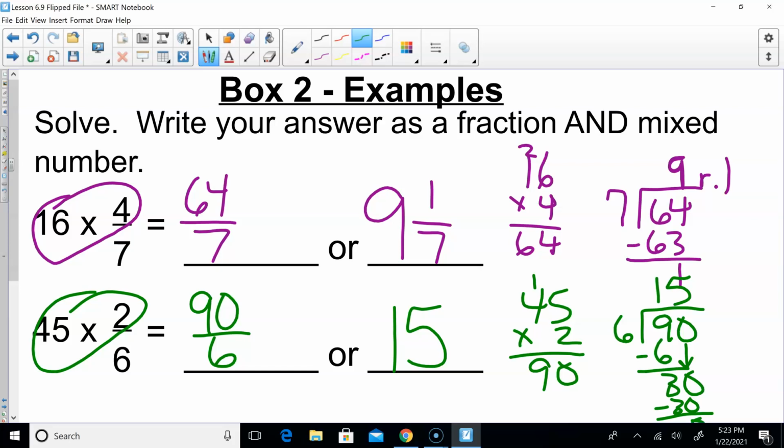So hopefully my answers match. If not, you're going to pause it right now, fix what doesn't, and then you can use this to help guide you during your problems.